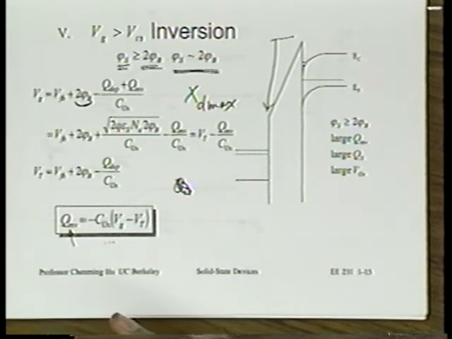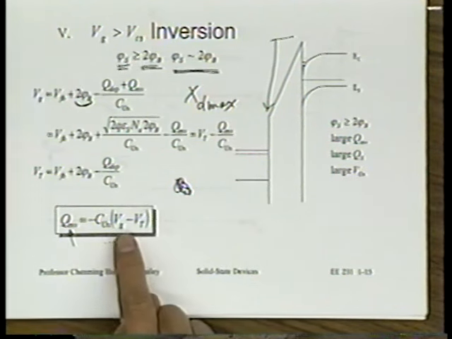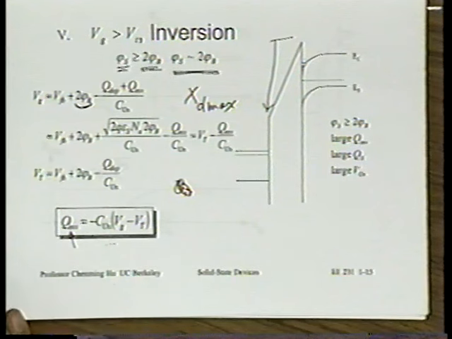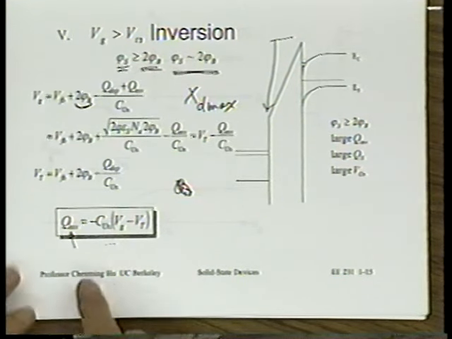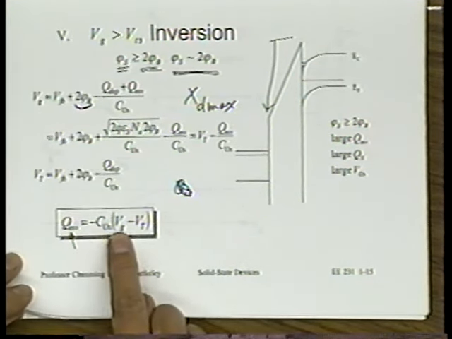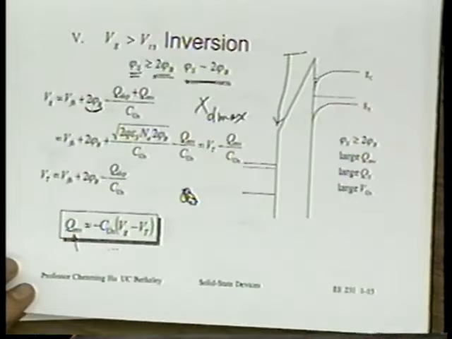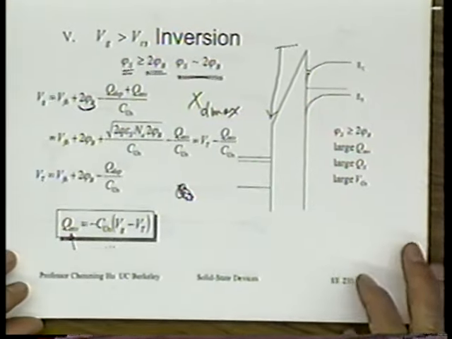That makes sense because when Vg is equal to Vt, we expect zero Q inversion, right? So it makes sense. So it's a capacitor. Q inversion is equal to minus C ox times Vg minus Vt, and you should be able to explain why the minus sign is there, okay? Okay, we'll stop here today.